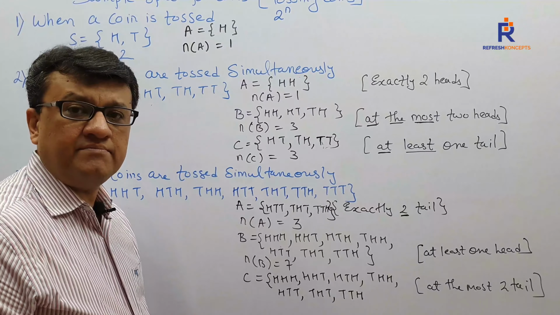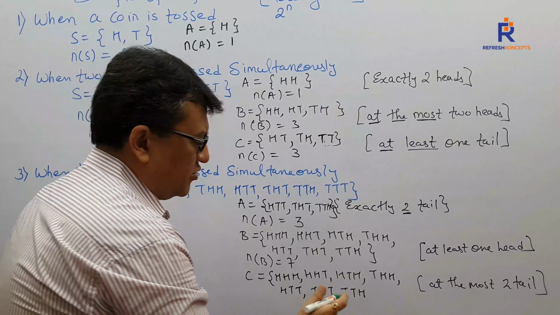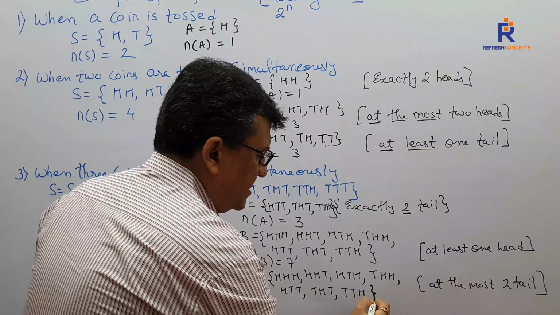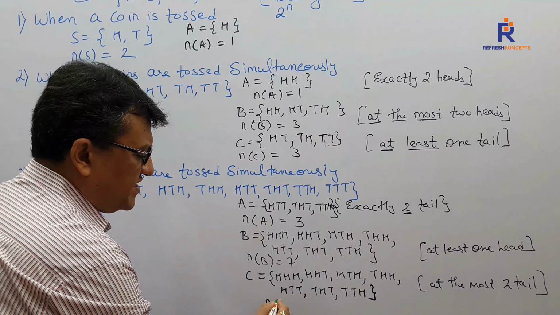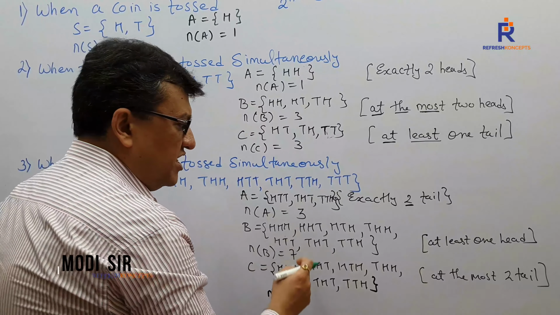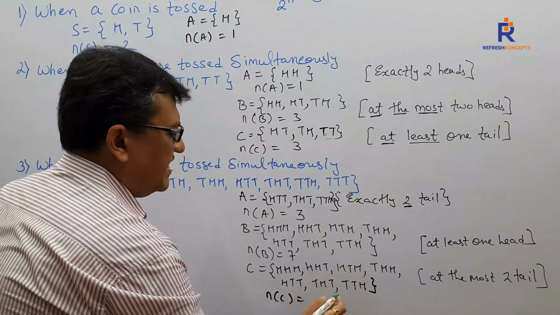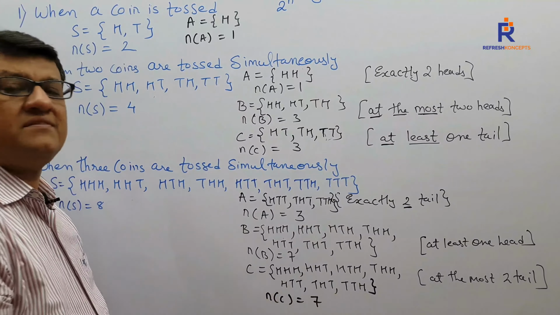Is TTT going to come into this? No, TTT shall not come into this. So what is my N of C? My N of C is going to be, again, leaving TTT, what I'm going to have is 1, 2, 3, 4, 5, 6 and 7. N of C is 7.